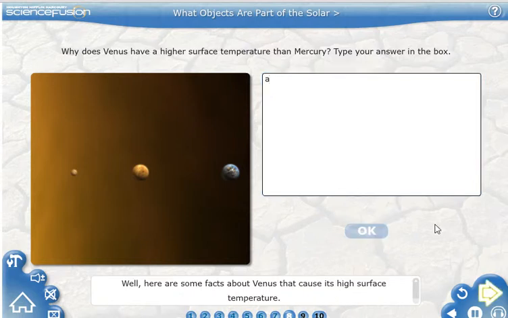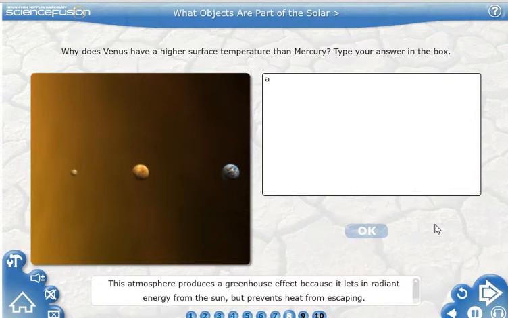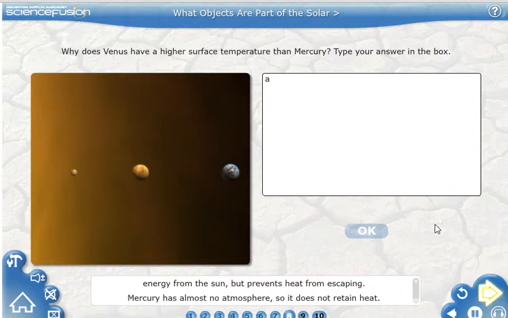Well, here are some facts about Venus that cause its high surface temperature. The planet has an extremely dense atmosphere containing 97% carbon dioxide, which absorbs heat. This atmosphere produces a greenhouse effect because it lets in radiant energy from the sun, but prevents heat from escaping. Mercury has almost no atmosphere, so it does not retain heat.